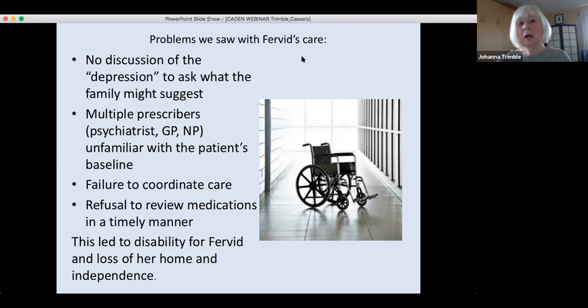The problems are also with multiple prescribers that don't know the patient well. They did not coordinate care between them, as far as we could see. Medication review was not done in a timely manner. So Fervid was actually quite debilitated, lost mobility, lost function, before we could actually get this dealt with. And it led to the loss of her home and her independence.